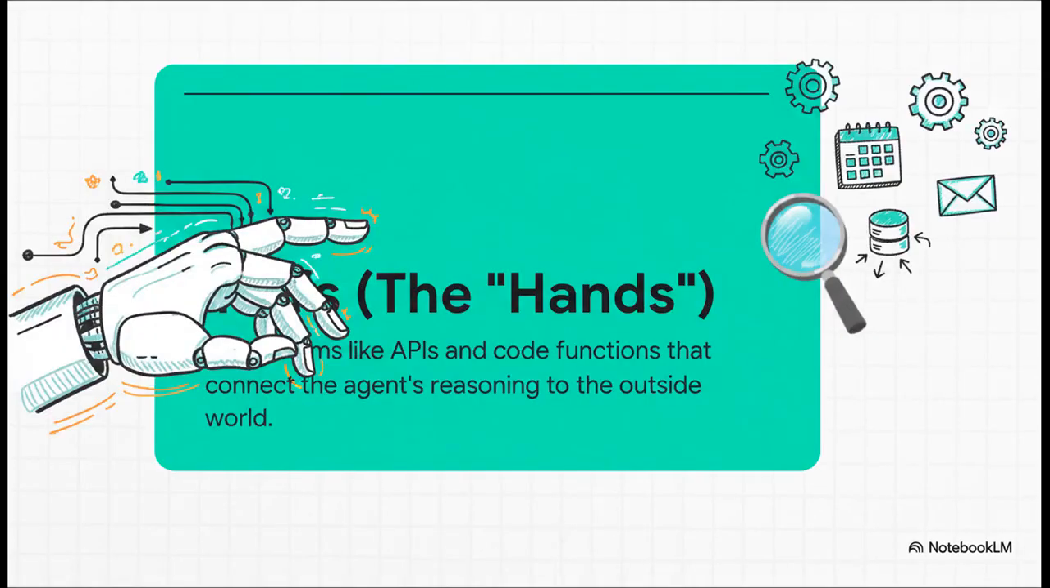But a brain can't really do much without hands. And for an agent, its hands are its tools. Think of these as its connection to the real world. An API to check your calendar, a function that can search a database, maybe a script that sends an email. This is how the agent breaks out of just generating text and starts actually doing stuff.